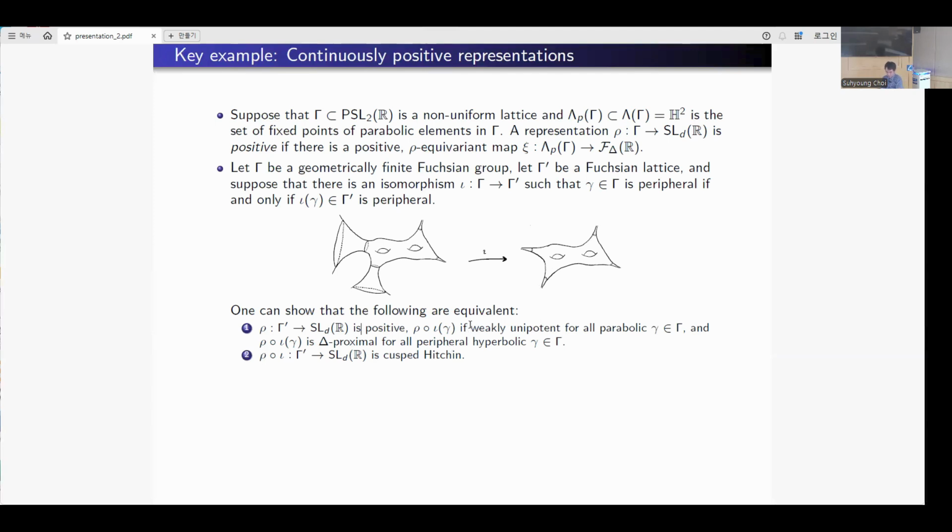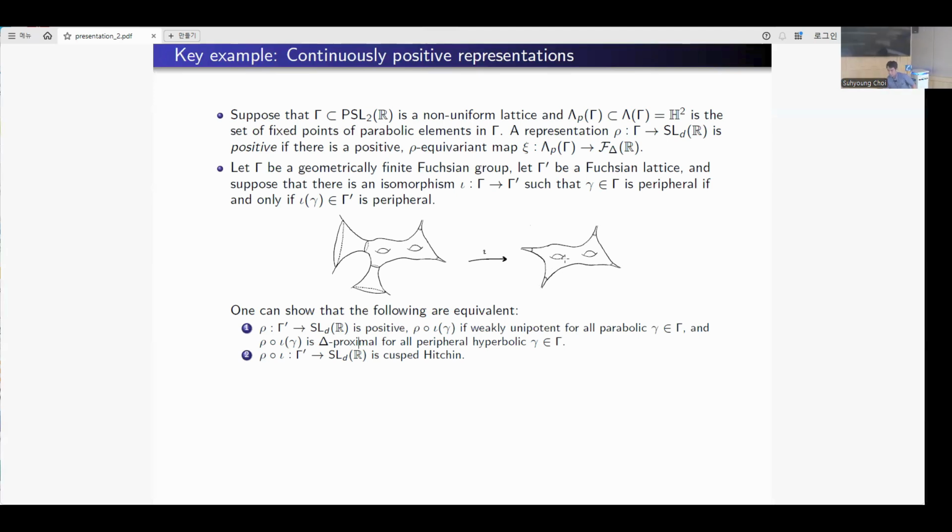Once you have that, that's equivalent to saying that the representation rho composed with iota is cusped Hitchin. Basically, if you assume that your rho preserves the type of your element, you can extend that to a continuous map. That's my claim, but that's not really super important for what we are going to say next. I just want to justify why I don't call these cusped Hitchin representations just positive representations, because they are a bit different, but the difference is a little subtle.